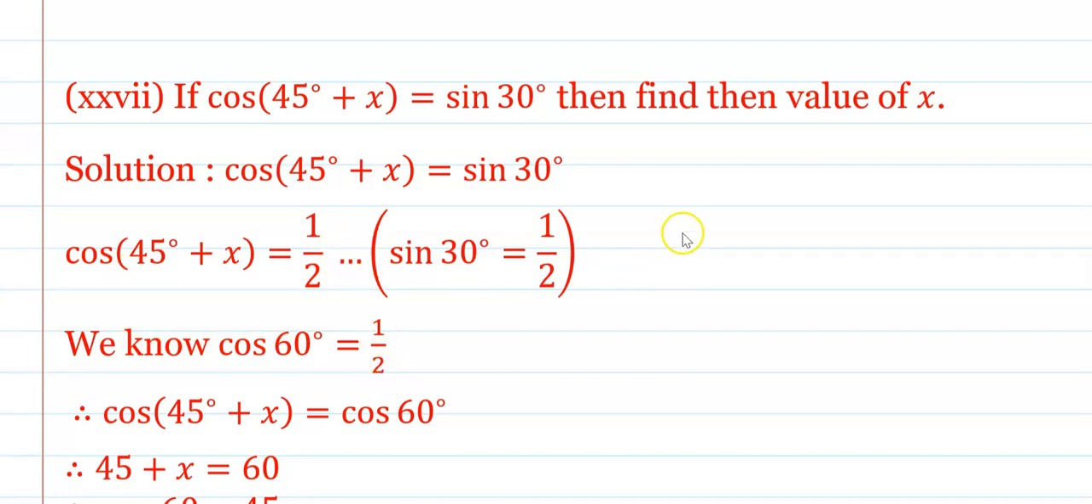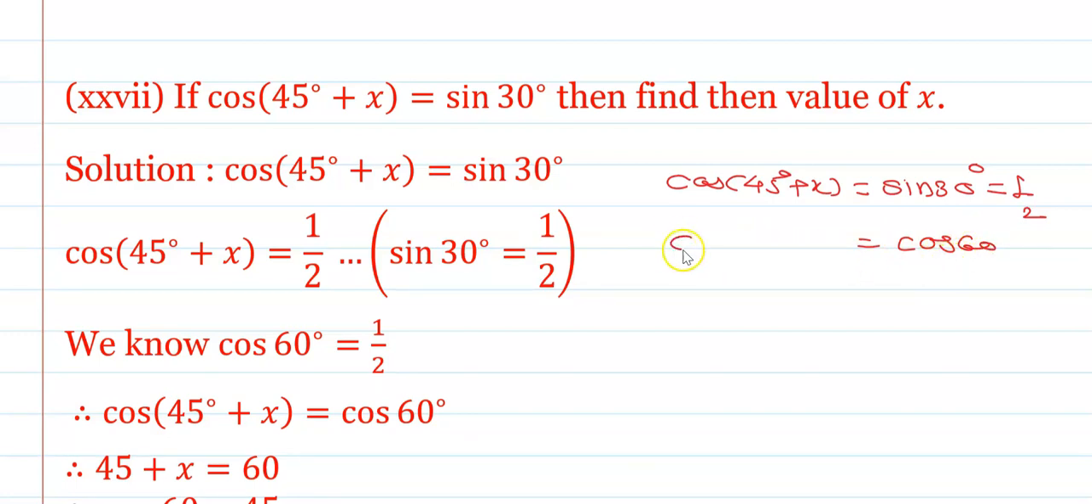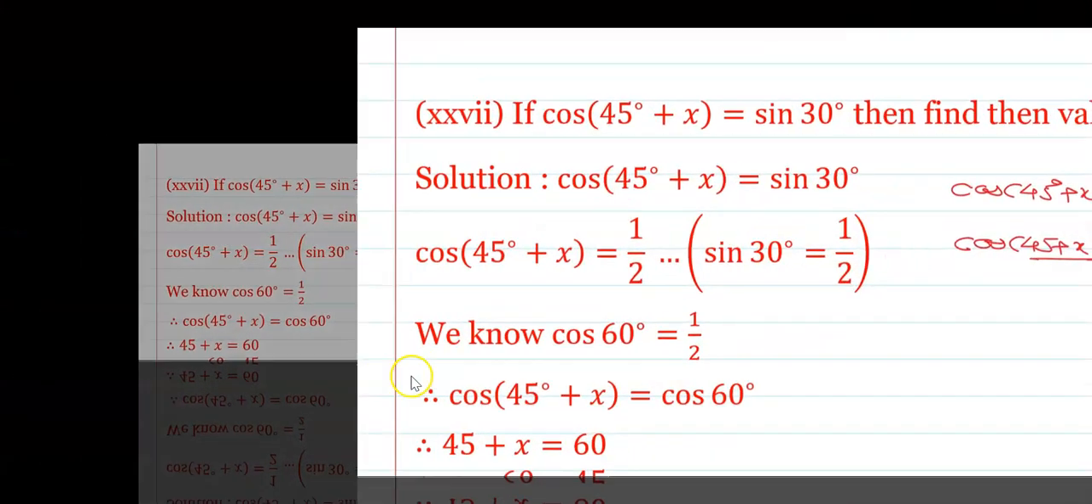Cos 60. What do we do here? That is, we write here cos of 45 degree plus x is equal to sin 30, and that is equal to 1 upon 2. Okay, but what about the 1 upon 2 in terms of the cos? For which angle of cos is the value 1 upon 2? That is cos 60. And hence, cos of 45 plus x is equal to cos 60.